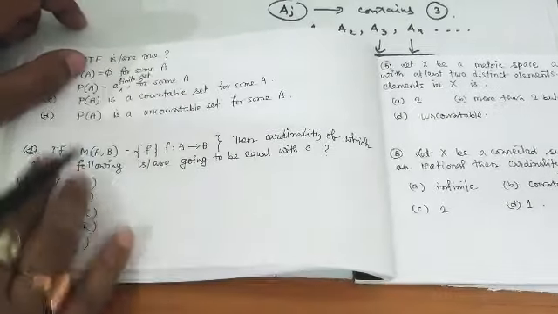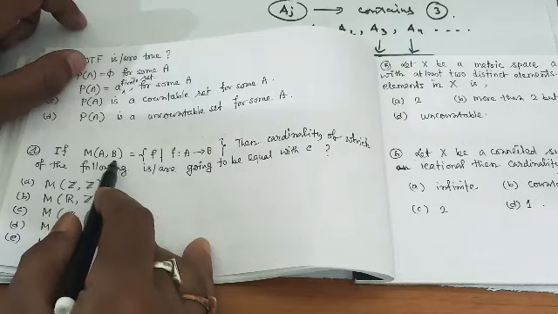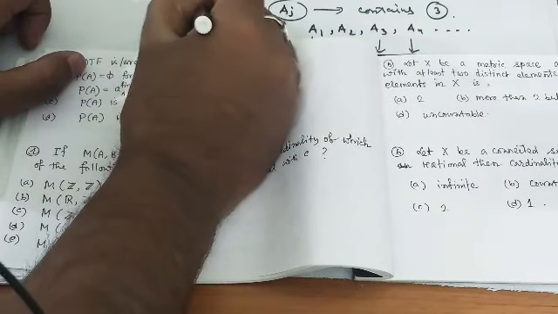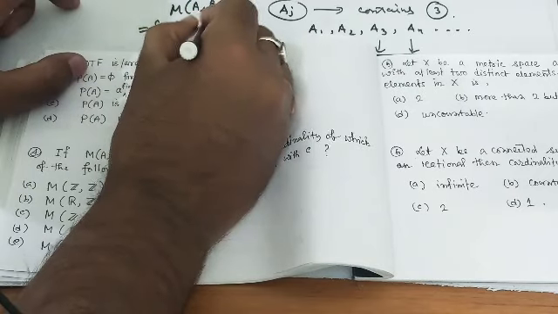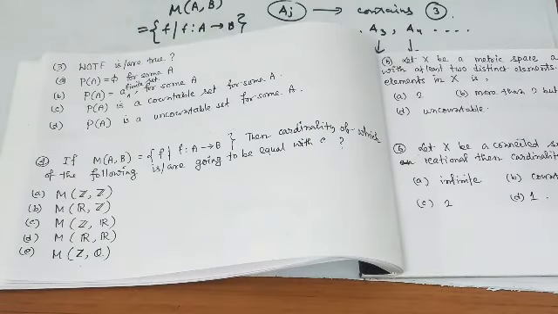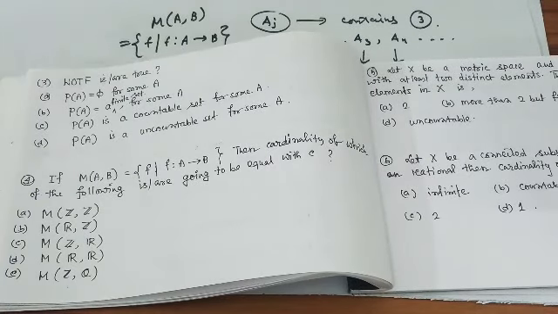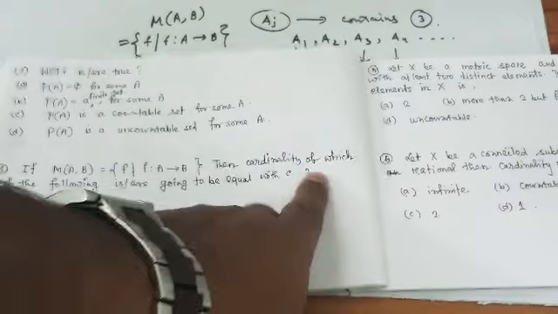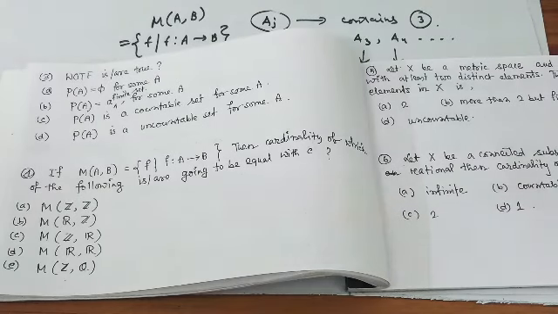Now how to solve this fourth problem? Look at, read it carefully. It is given that M(A,B) is nothing but the collection of all functions f such that f from A to B. All possible functions from A to B, this collection is denoted by M(A,B). And then they are asking which of the following cardinalities is or are going to be equal to C. Have you any idea how to solve?